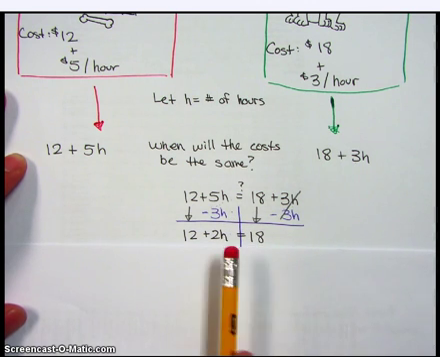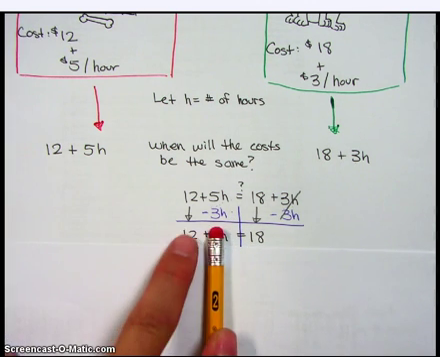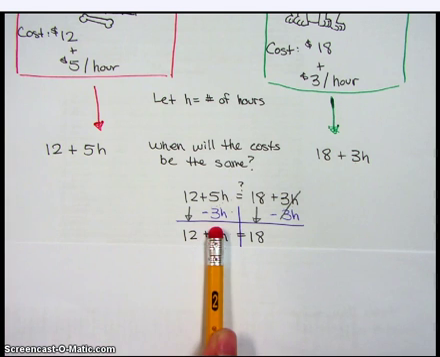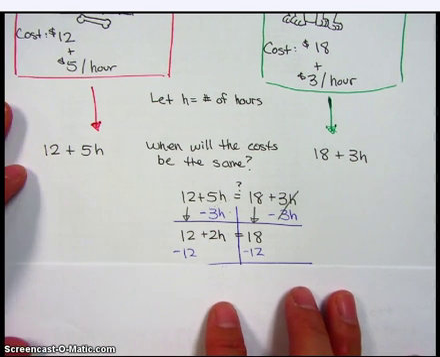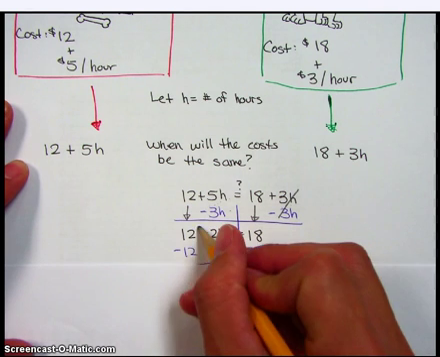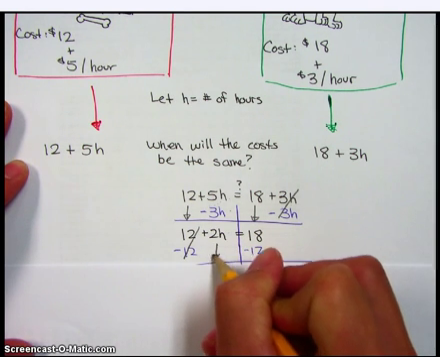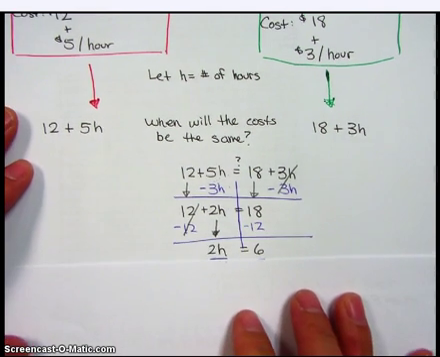Now that I've got my variable on this side, if I cover that up, I notice I need to work on the left side and get rid of this 12. So to do that, I subtract 12 on both sides. Alright, if I subtract 12, here's my 0 pair. This gets dropped down, and 18 minus 12 gives me my 6.